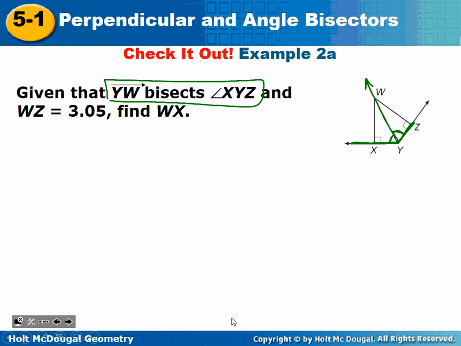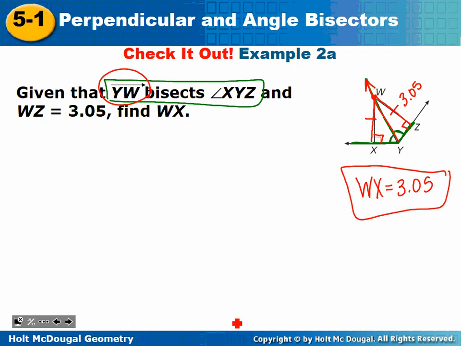Okay, so if this is the angle bisector, which is what they told us, YW bisects the angle, then the point that's on that is W. So the distance from W over to the sides, those are the distances that will be equal. Does everybody see that? So these are now congruent, and we can mark them congruent. Questions? Still confused on what you can mark? Okay, so then we go back to the problem, and what do they tell us in the problem? WZ is 3.05. What do they ask us to find? So what is WX? 3.05.